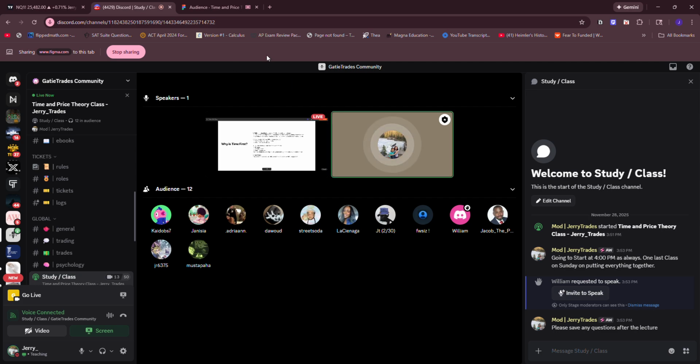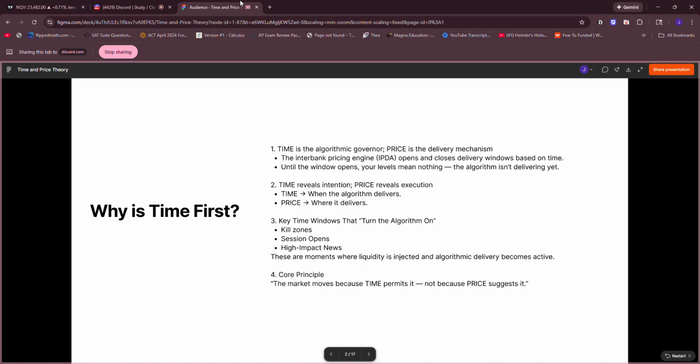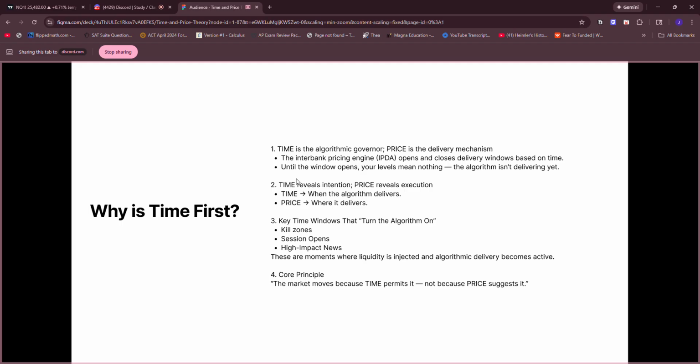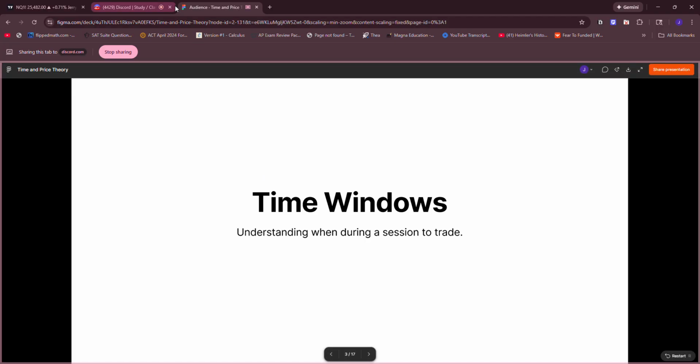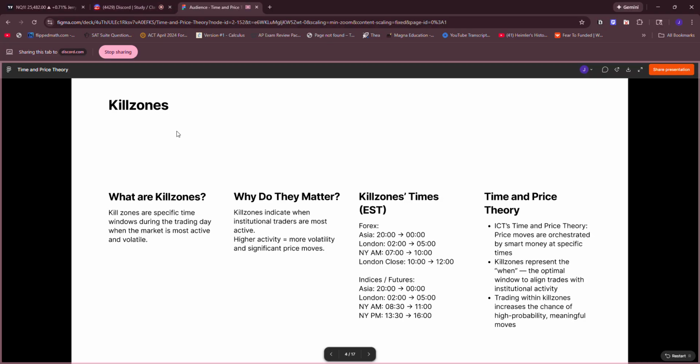So basically, just understand that price tells when, time tells price when it can move. So the first thing we're going to talk about is just basic time windows. These are pretty common knowledge. First things that we have are kill zones.